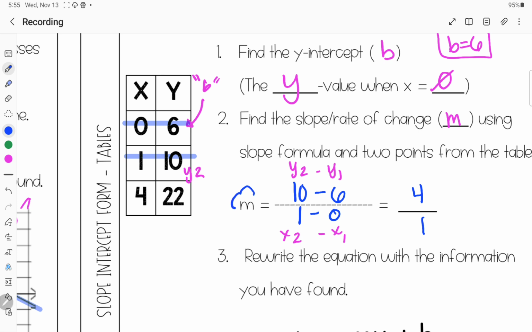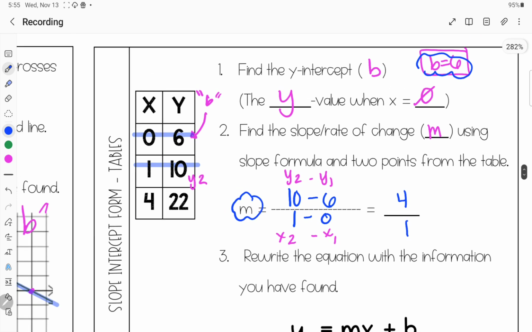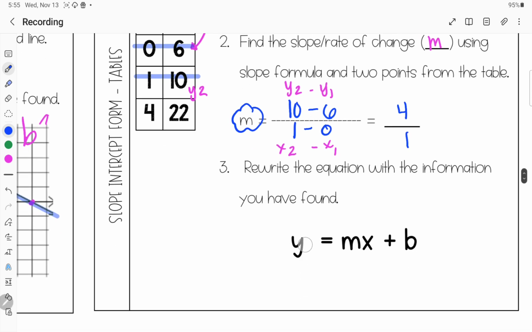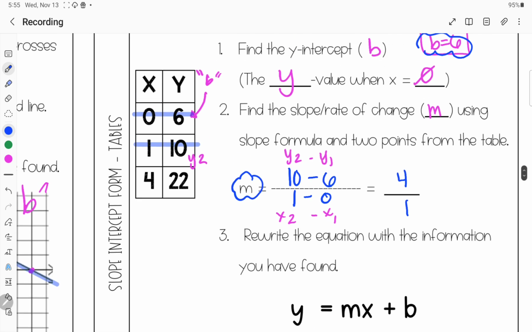So now we have our m here, and we have our b up here at the top. And now we plug them into our equation. We remember our equation is y equals mx plus b. So this means y equals, I found my m, which was 4, or 4 over 1, x plus my b, which was 6.